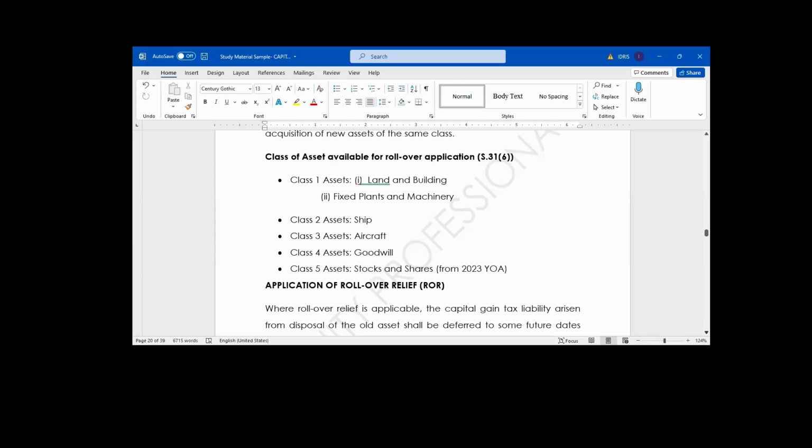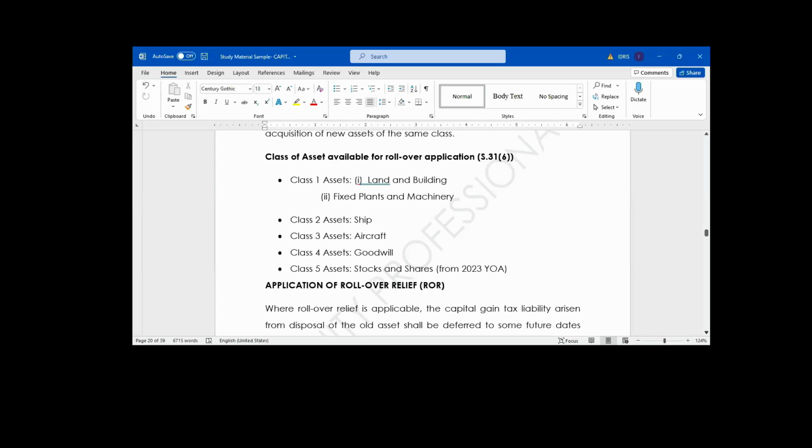Before Finance Act 2023, we had class 1 to 4. But Finance Act 2023, which commenced in the 2024 year of assessment, increased the classes to 5 by adding stock and share as part of the assets that rollover relief can be granted.